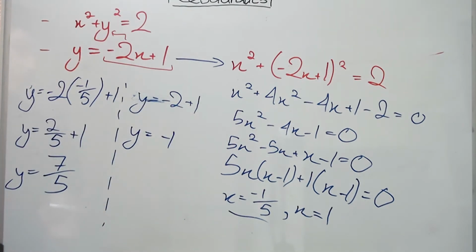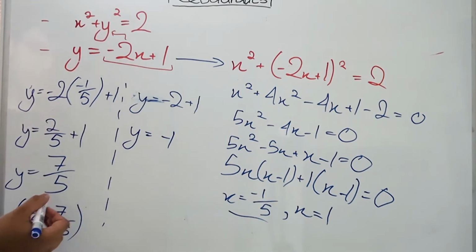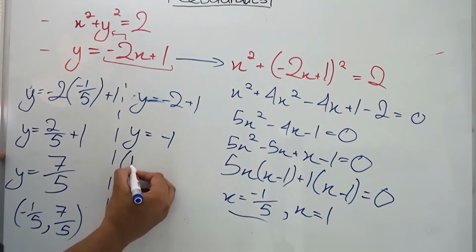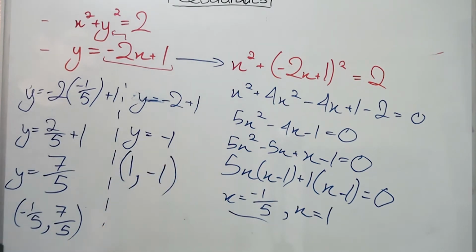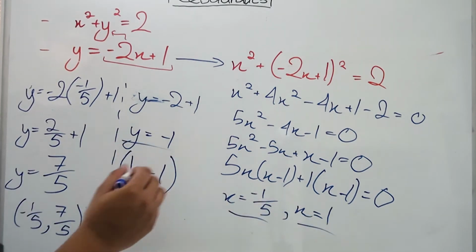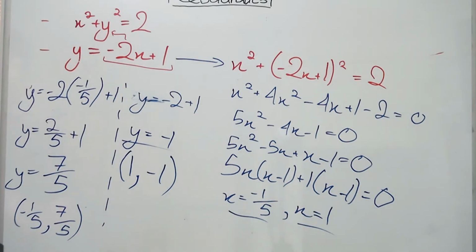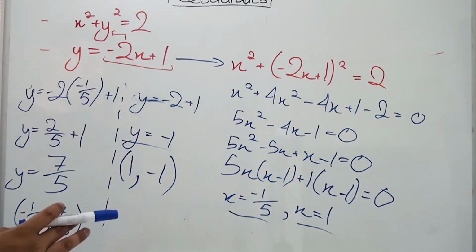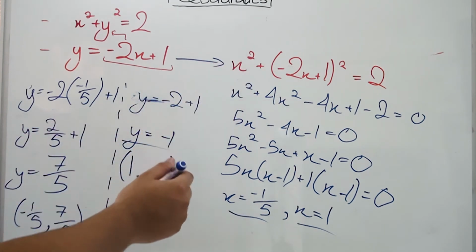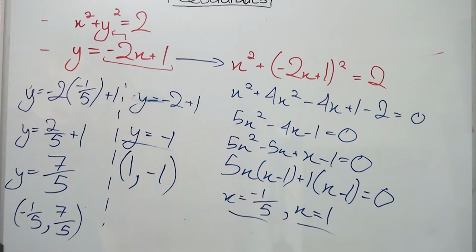Now we have both of the points of intersection and we'll note them down here. The first point will be minus 1 over 5 comma 7 over 5, because that's the value of y. The second will be 1 comma minus 1. So that's all there is to simultaneous equations in quadratics. It's as simple as normal ones. The only difference is that there are two values instead of one, and you get the two values because of the square. When you take the factors, they turn out to be two values.